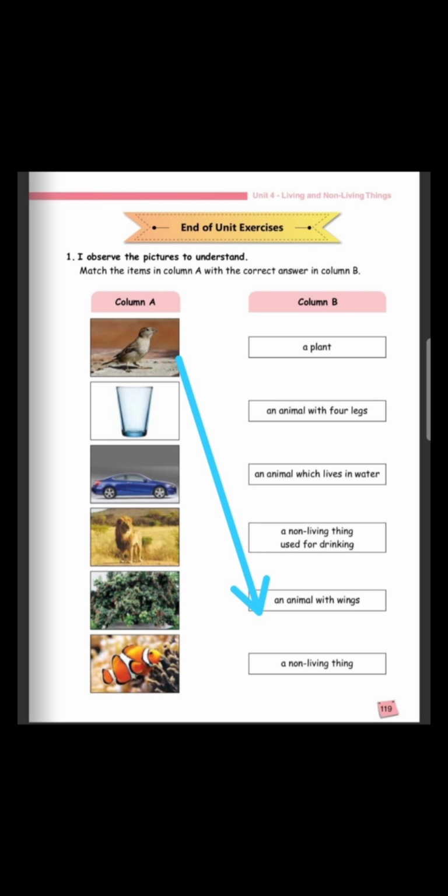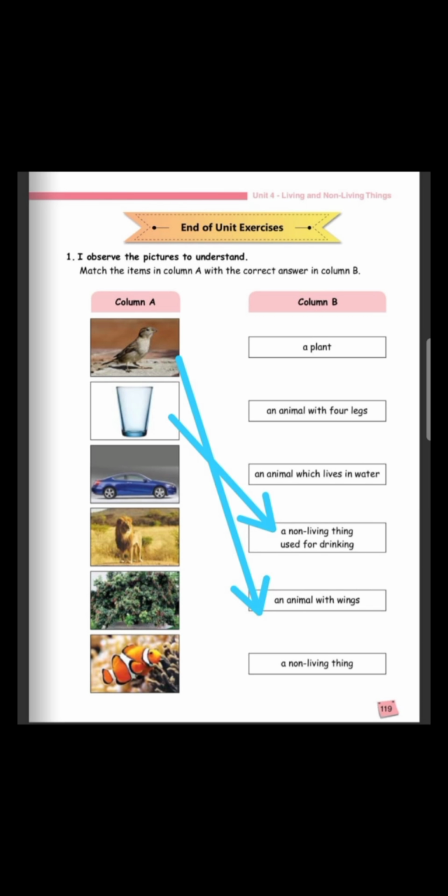A non-living thing used for drinking. The glass is a non-living thing. Yes, it is also used for drinking. So, this is the right answer we have to match. Use your ruler to match.